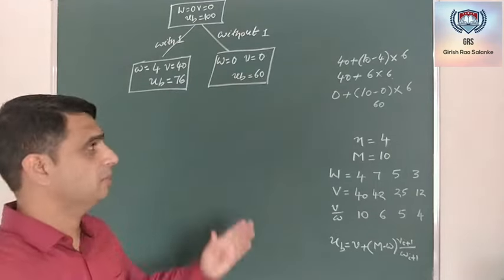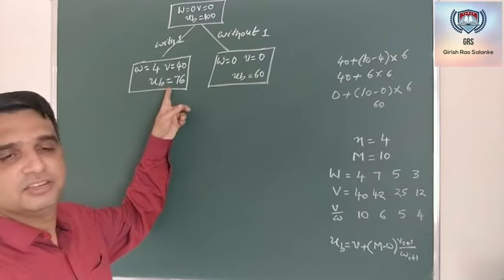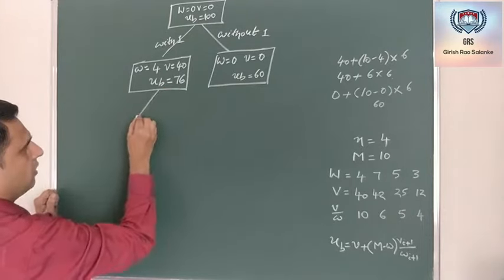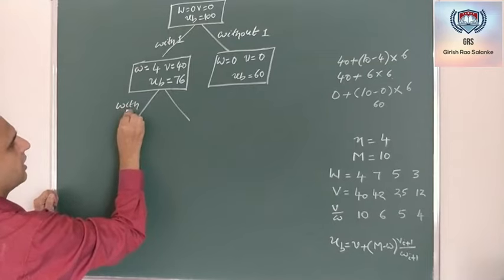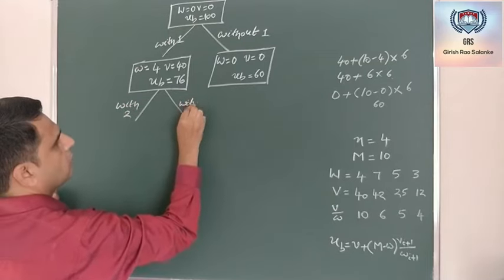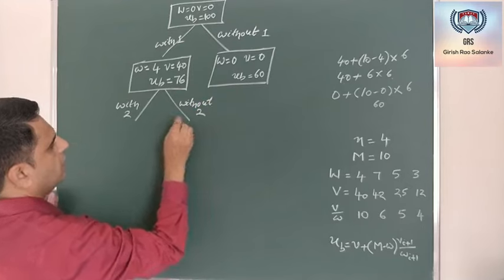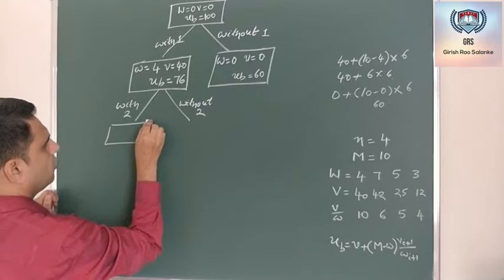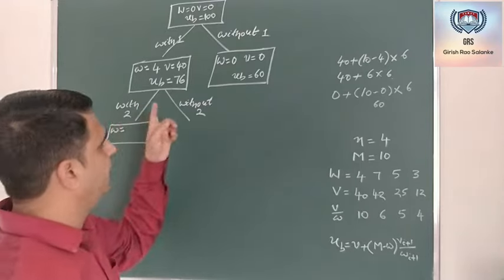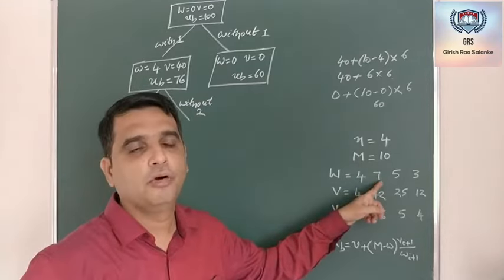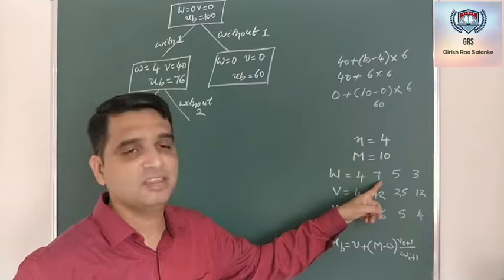As this is a maximization problem, I should proceed with this node. Now continue further. This is with the second object, and this is without the second object. Now with the second object, if you see, what happens to W? W is 4 and the weight of the second object is 7, so 4 plus 7 is 11.